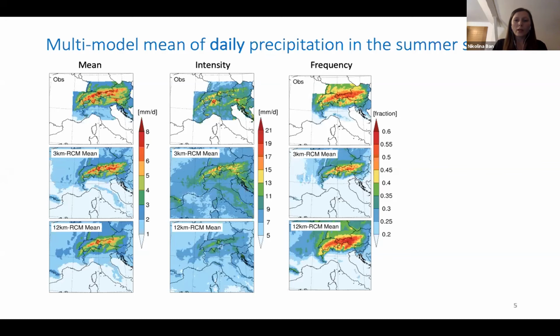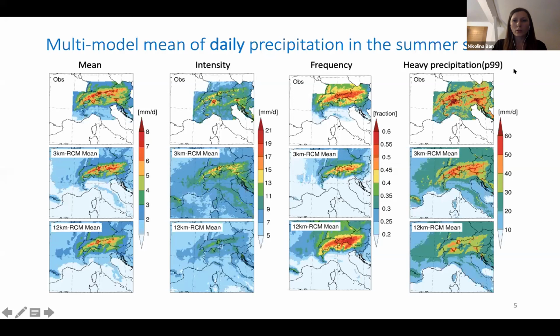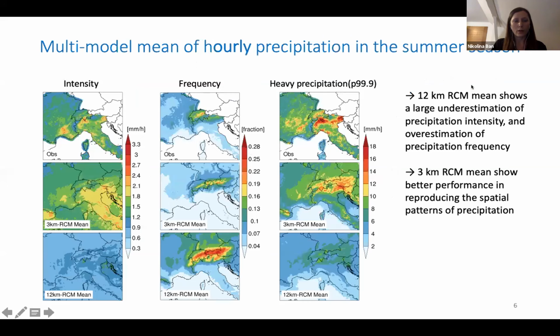And then we have heavy precipitation. This is heavy daily precipitation defined as the 99th percentile, and here the difference between the two models is even larger. Again, the 12-kilometer models largely underestimate the intensity of the precipitation, and the 3-kilometer models perform much better. The same analysis has been done for hourly precipitation, and here the conclusion is basically the same, but the differences between the models are even larger.